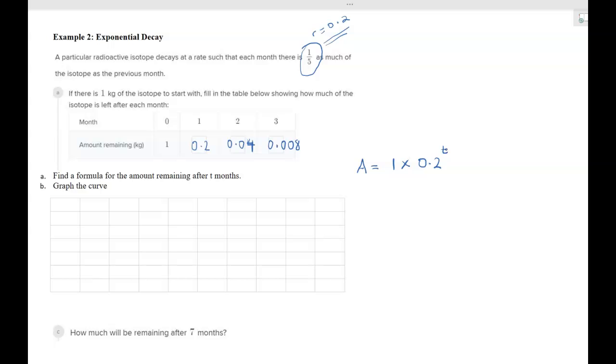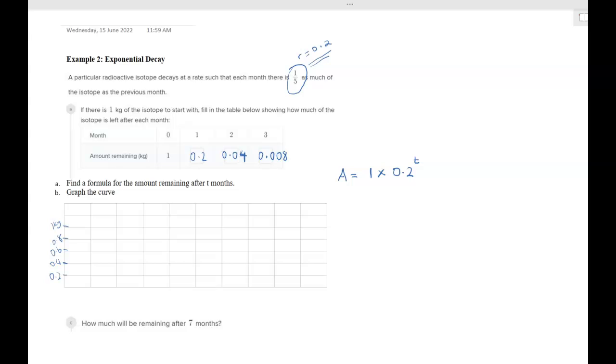It doesn't really matter. Now we're going to graph the curve. So the first thing up the side is I'm going to write the amount or the mass, whatever you want to call it. And I need to go up to kilos, so I went up by 0.2 this time. So when T is 0, so this axis will be T, when T is 0, the mass will be 1. When T is 1, I need to drop straight down to 0.2. When T is 2, it's going to be so small, you can see I'm hardly going to be able to graph this one.